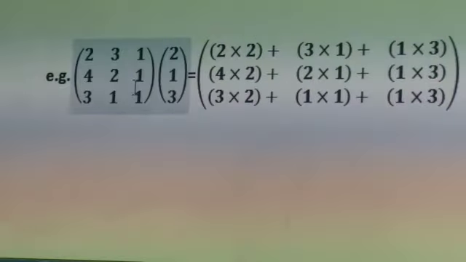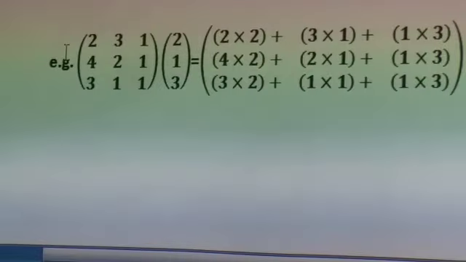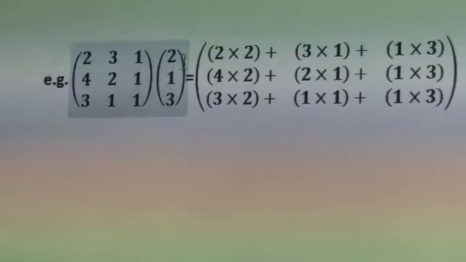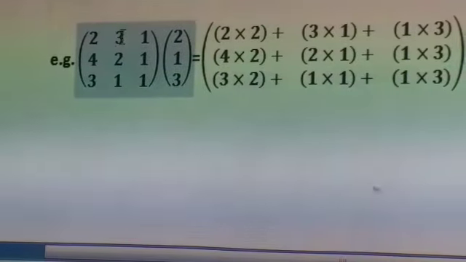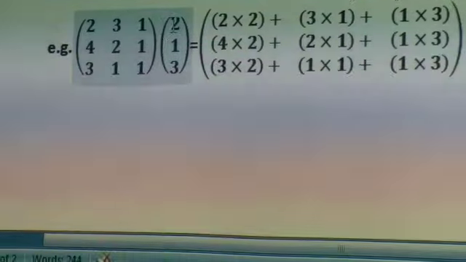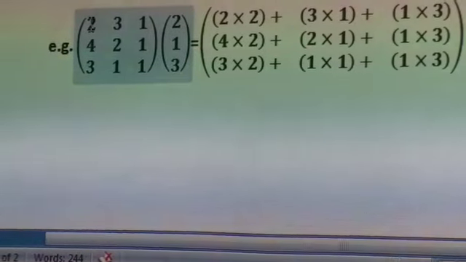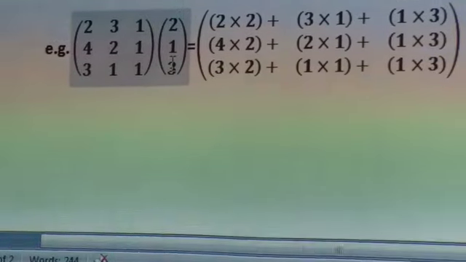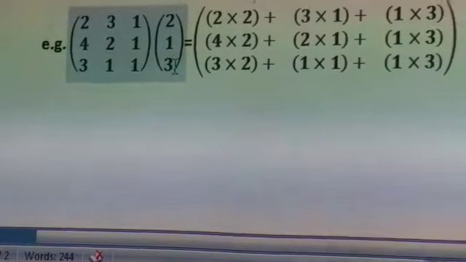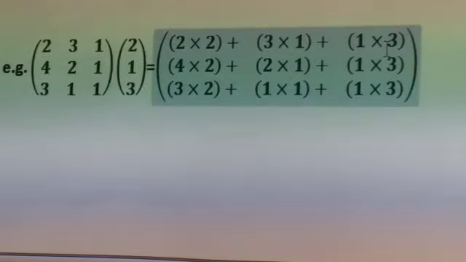We are saying this 3 by 1 matrix, we give it as an example. The first row should multiply the first column, which means the elements of the first row should multiply corresponding elements of the first column to give the answer in the first row, first column. That's 2 will multiply 2, 3 will multiply 1, 1 will multiply 3. That's what we presented here: 2 by 2 plus 3 by 1 plus 1 by 3.